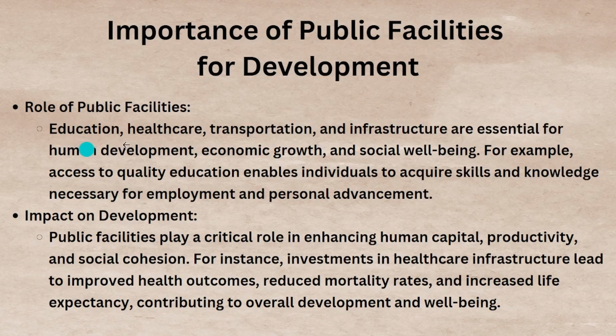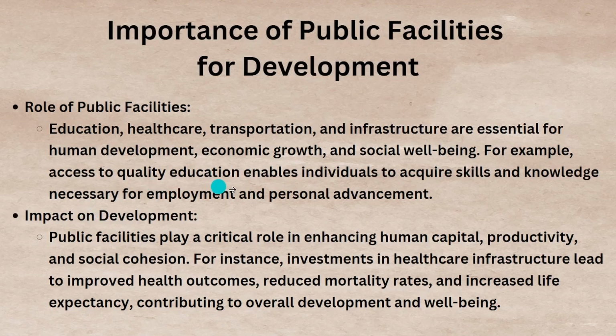Education, we know we have a lot of government schools, government colleges, everything. Healthcare, we have government hospitals. Transportation and infrastructure. Infrastructure means the roads which you see. All the roads are laid by government only. So all these are essential for human development, which means people's development, economic growth, and social well-being.